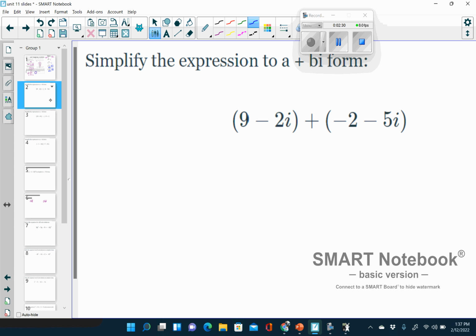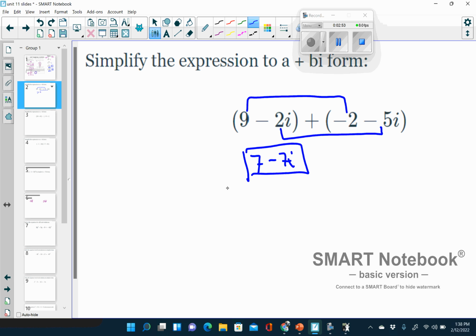All right? So we're going to do some adding, some subtracting, and some multiplying. So reminder, when you are adding, you're combining like terms. So 9 minus 2, or 9 plus negative 2, is 7. You put that right there. Negative 2i plus a negative 5i is a negative 7i. So the final answer is going to be 7 minus 7i.